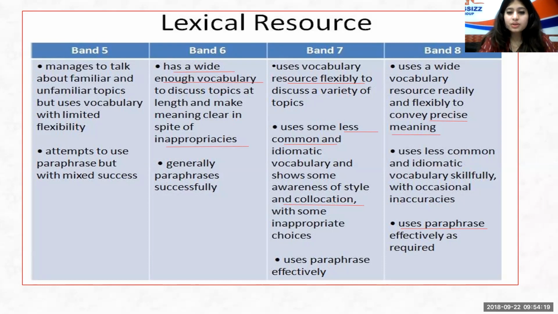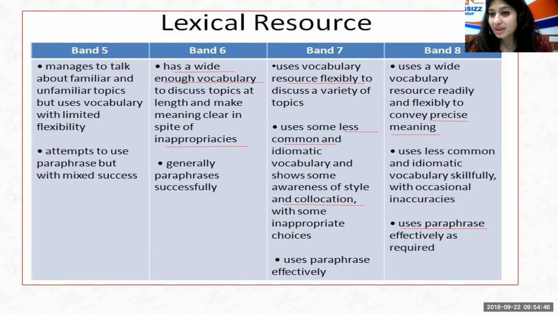Okay, let's go to the second point. Uses some less common and idiomatic vocabulary and shows some awareness about style and collocation with some inappropriate choices. Now, what are collocations like? We all know what words are. Now, let's understand what collocations are. Collocations are nothing but a set of two words which are used together. When a set of two words are used together, it's called a collocation.